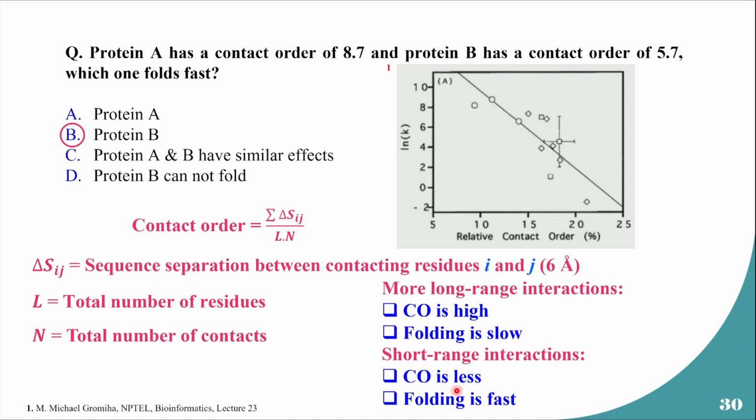So that will indicate that the contact order will be very low, because we have to calculate the sequence separation for that, right? So contact order in this case will be a much lower value, and conversely, the folding will be faster, right? So an inverse relationship between the contact order or long range interaction with folding is observed here, right? Fast or slow folding is observed here.